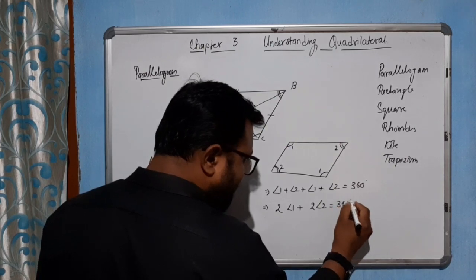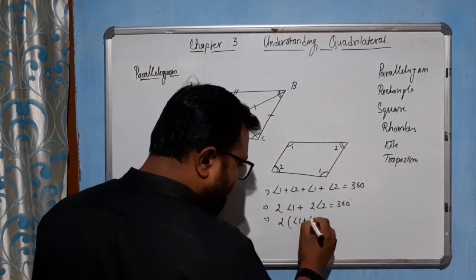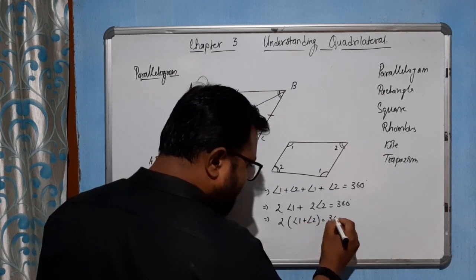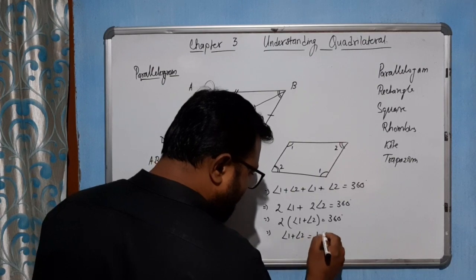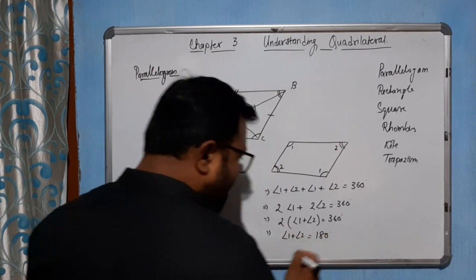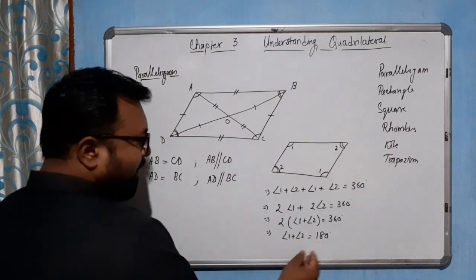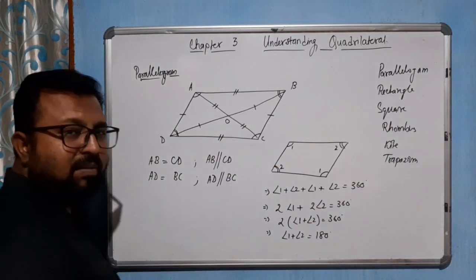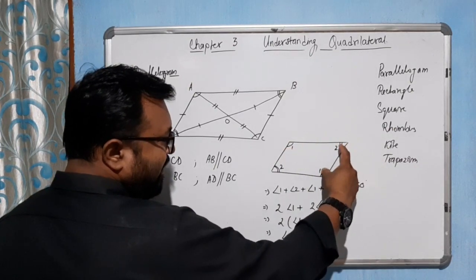We can take 2 common. 2 times (angle 1 plus angle 2) gives you 360 degrees. It means angle 1 plus angle 2 equals how much? 180 degrees. We will divide it. So angle 1 plus angle 2 equals 180 degrees. It means they are supplementary. Either this adjacent angle or this adjacent angle or this adjacent angle or this adjacent angle.